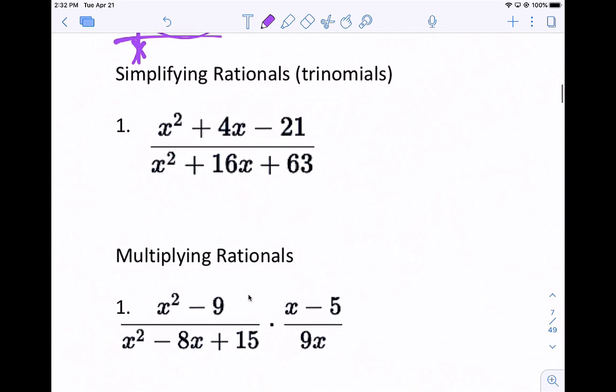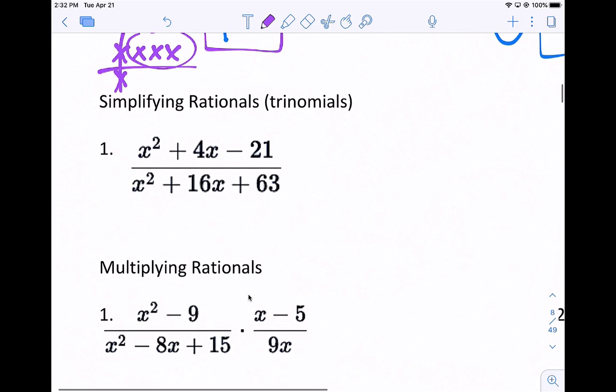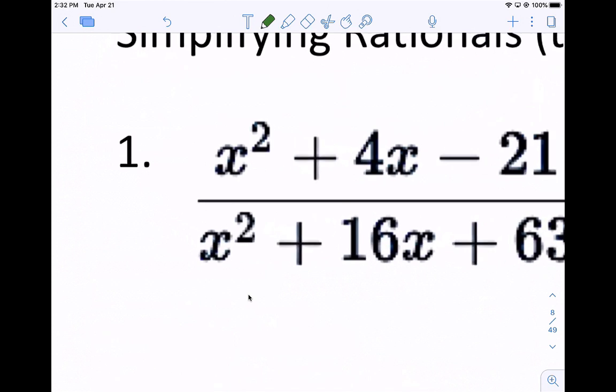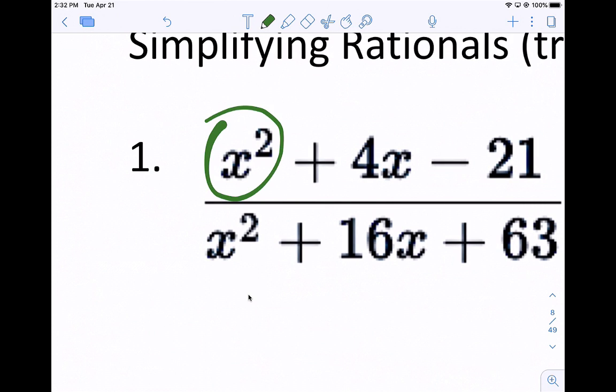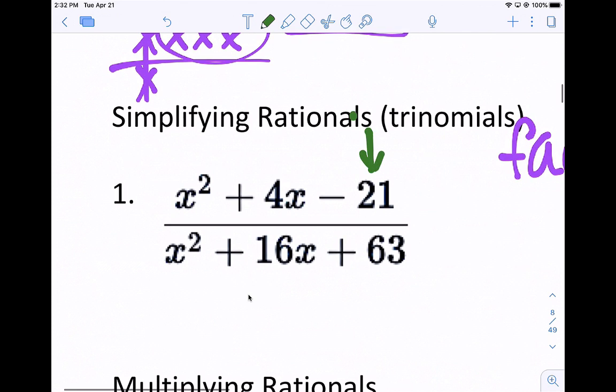All right, let's jump to simplifying trinomials, which is 3 terms over 3 terms. When you see something like this, you are going to first factor. So first step is we'll factor. If you have 3 terms and the first term is just a 1x squared, you can use guess and check, or you could use box and circle. For guess and check, it's what multiplies to negative 21.